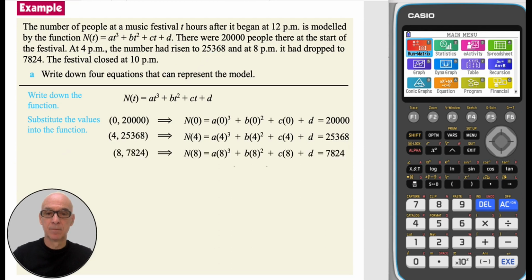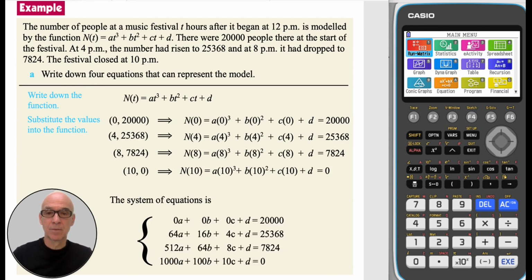25,368. At 8 p.m, that's when t is equal to 8, the number had dropped to 7,824. And at 10 p.m, that's when t is equal to 10, the festival had closed, so there was nobody there. Simplifying the equations gives the system shown here.